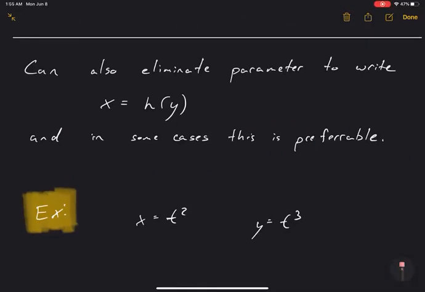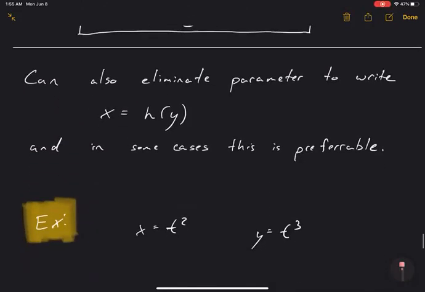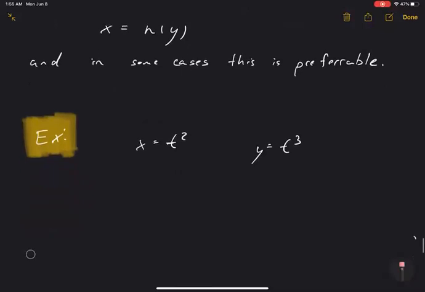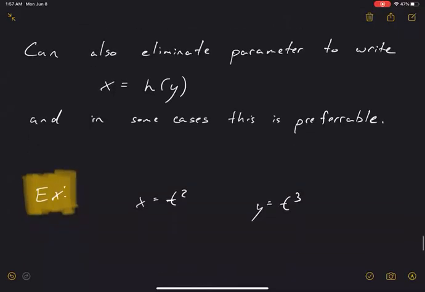We could also eliminate the parameter and write x as a function of y. So in this example, I wrote y as a function of x, but maybe that's not the right thing to do. That won't always be the right thing to do. So maybe I want to write x as a function of y instead. So let's look at this example.